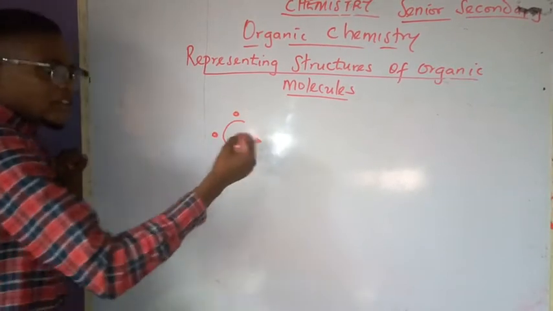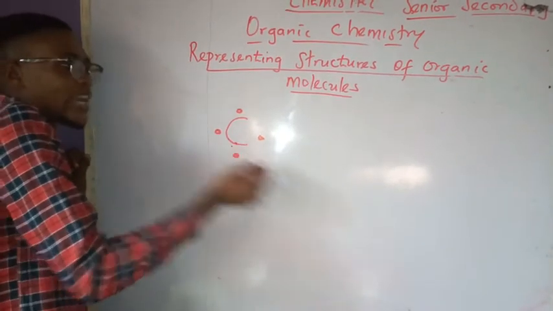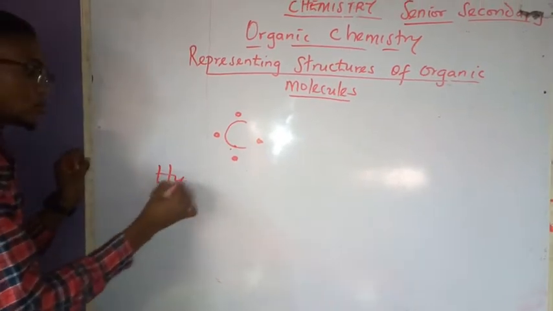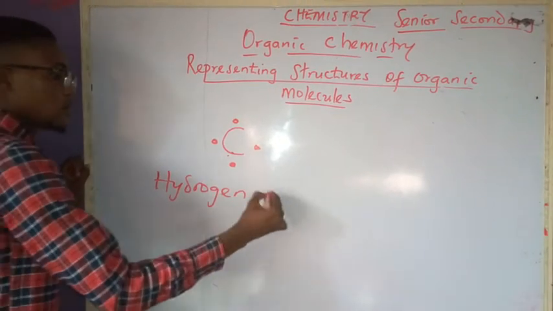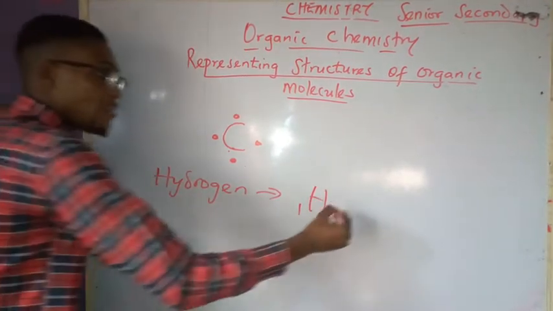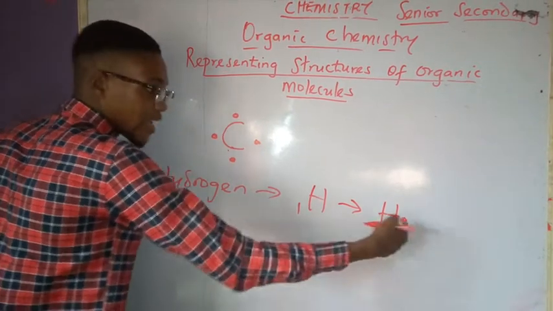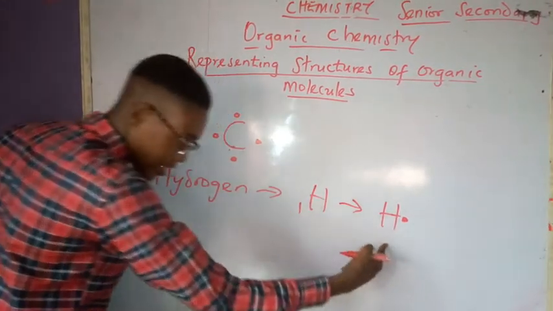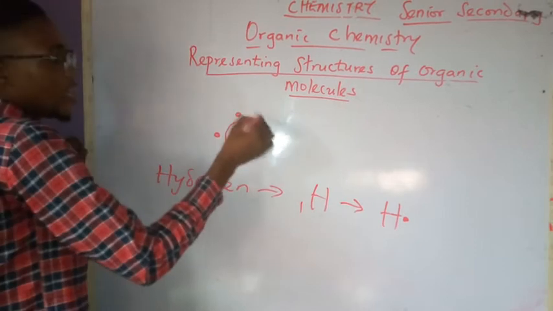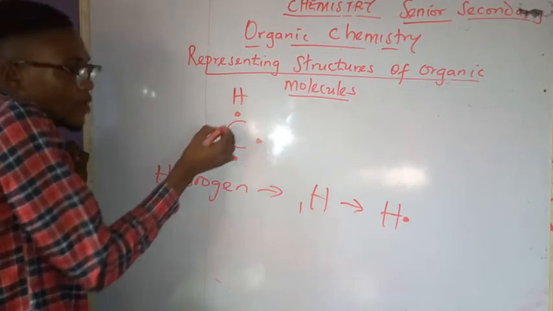Let me bring hydrogen. I'm attaching hydrogen to this carbon. The atomic number of hydrogen is what? It is 1. So that's hydrogen 1. Hydrogen will have only 1 electron. I can put it here. So if I attach hydrogen, how many electrons has hydrogen? 1. So let me put the 1 hydrogen here.